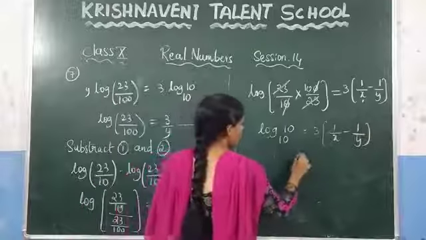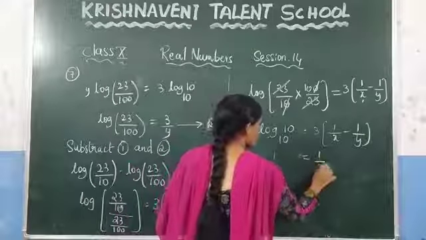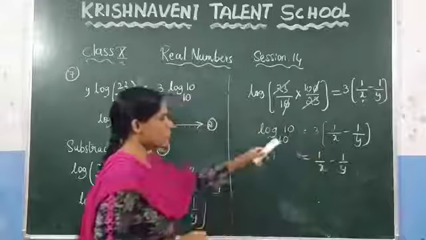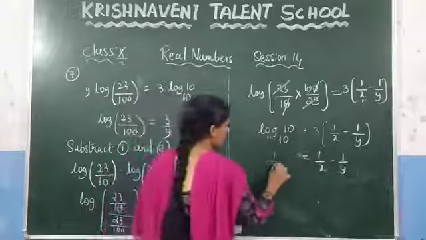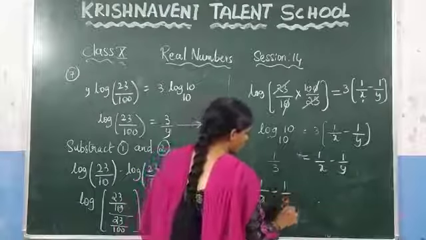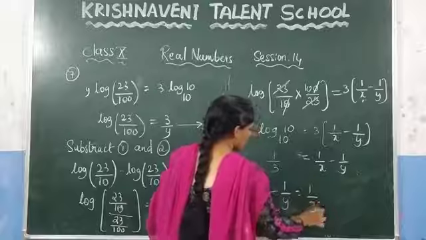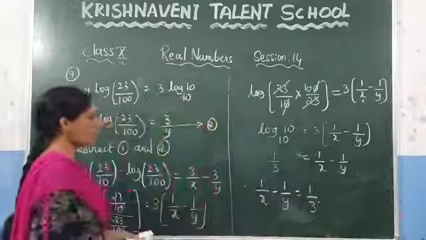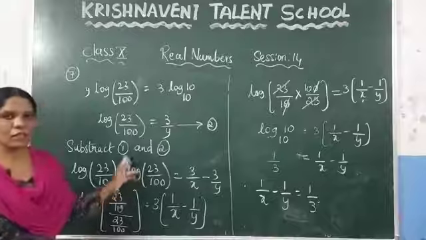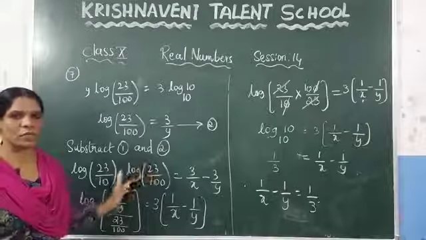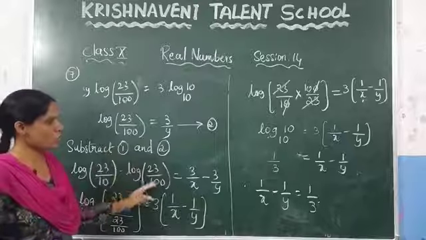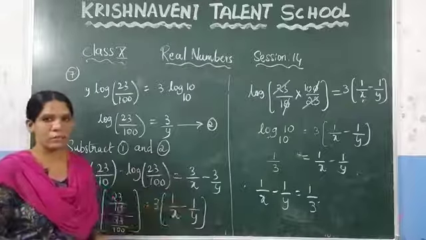Since we need to find the value of 1 by x minus 1 by y, take 3 to this side. If you take 3 to this side, what will it become? It will become 1 by 3. So, what is the value of 1 by x minus 1 by y? It is 1 by 3. Like that you need to solve. Just take the equation, and after applying the log, you will get two equations, and after subtracting those two equations, you will get the answer, which is 1 by 3.